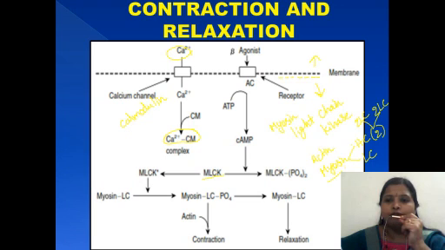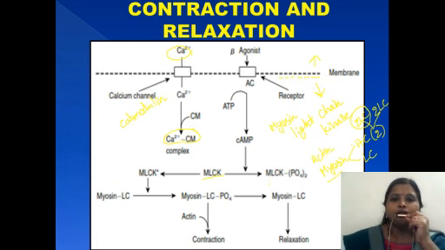Myosin forms a complex with actin and then causes the contraction. In this, the light chains act as the substrate for the contraction. Let us see how. The myosin light chain kinase, MLCK, is an enzyme which helps in the contraction process. The myosin light chain kinase is converted to its activated form, MLCK star.